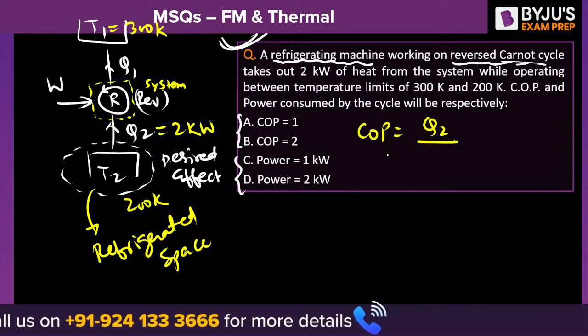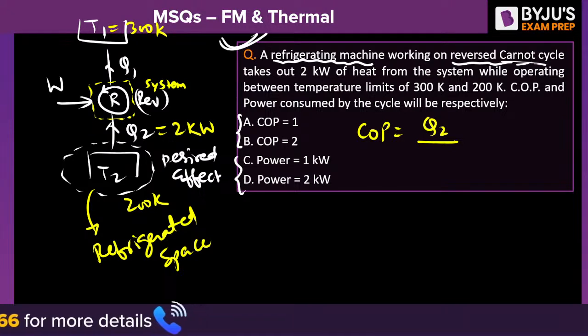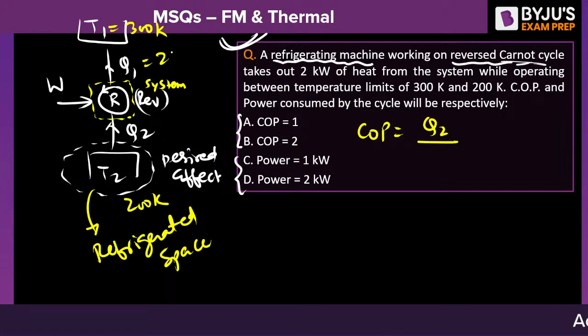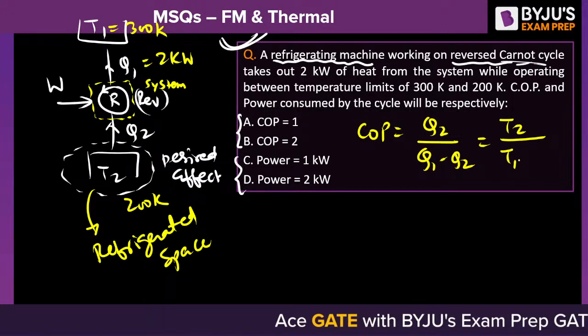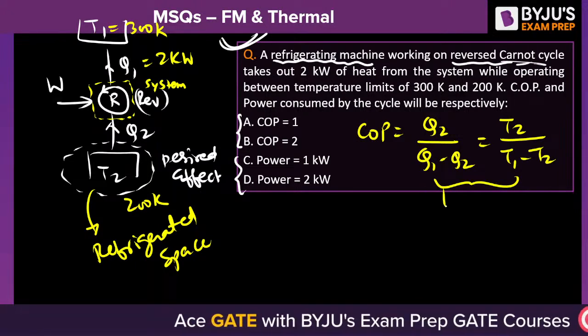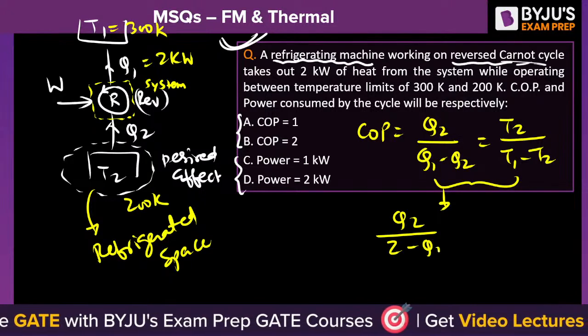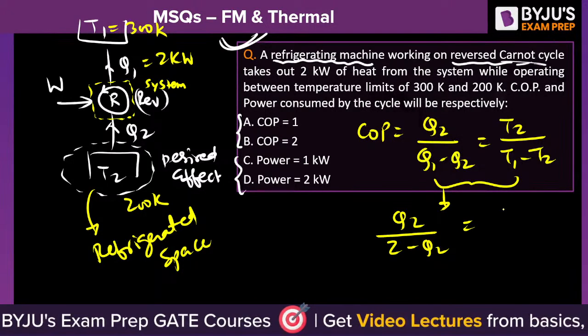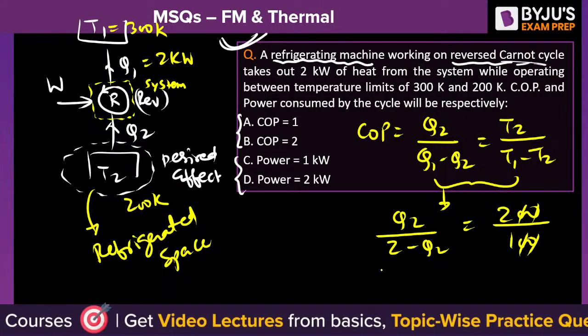What is given? A refrigerating machine working on a reverse Carnot cycle takes out 2 kilowatt of heat from the system while operating. There seems to be some confusion here. If we take Q1 as 2 kilowatt, Q2 upon Q1 minus Q2 is equal to T2 upon T1 minus T2. So from here we can find out Q2. Q2 upon 2 minus Q2 is equal to T2, which is 200, upon 100.